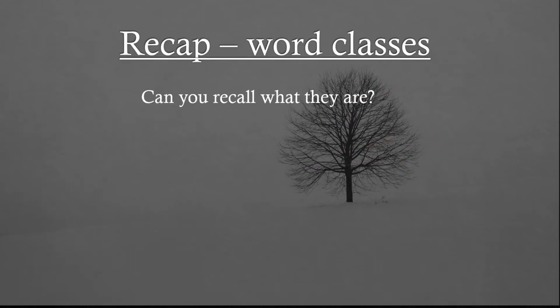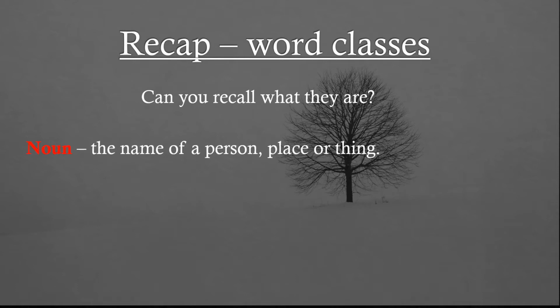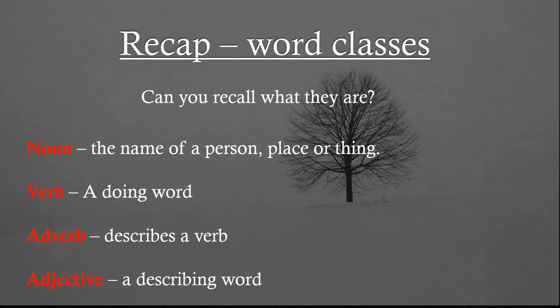When doing a description, it's really important to understand about word classes. So I don't know if you can recall what they are, if you've ever studied these before. We've got a noun, which is the name of a person, place or thing. Verb, which is a doing word. An adverb, which describes that verb, so we're adding information to the verb. And finally we've got an adjective, which is a describing word. So you find that adjectives are probably the most common word class there, but this really helps for when you're doing language analysis especially.